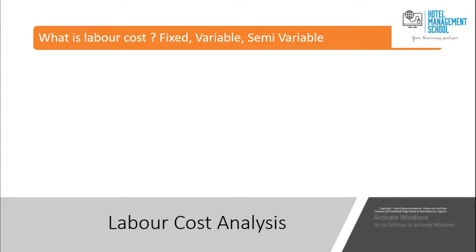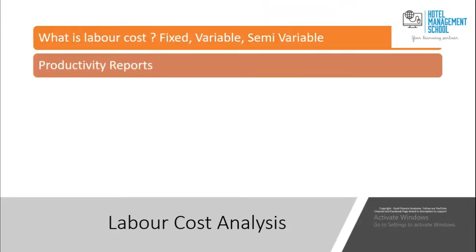Even if you have a 10% increase in your business, you may need to hire one extra person, but that will not be a 10% increase in the cost. Maybe 1% will increase, but not the same as the revenue percentage. Variable cost changes exactly in the same ratio as your business level. Semi-variable means it changes in steps. Up to a certain extent it is fixed, and after that extent it will change.